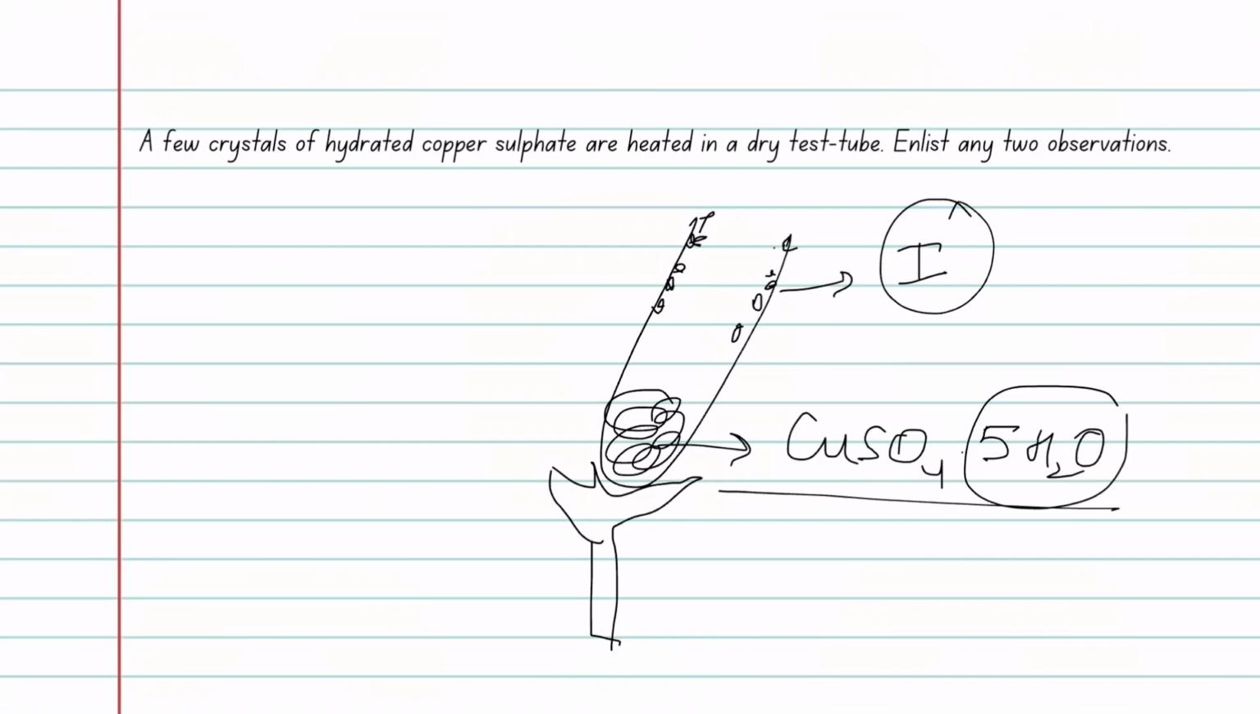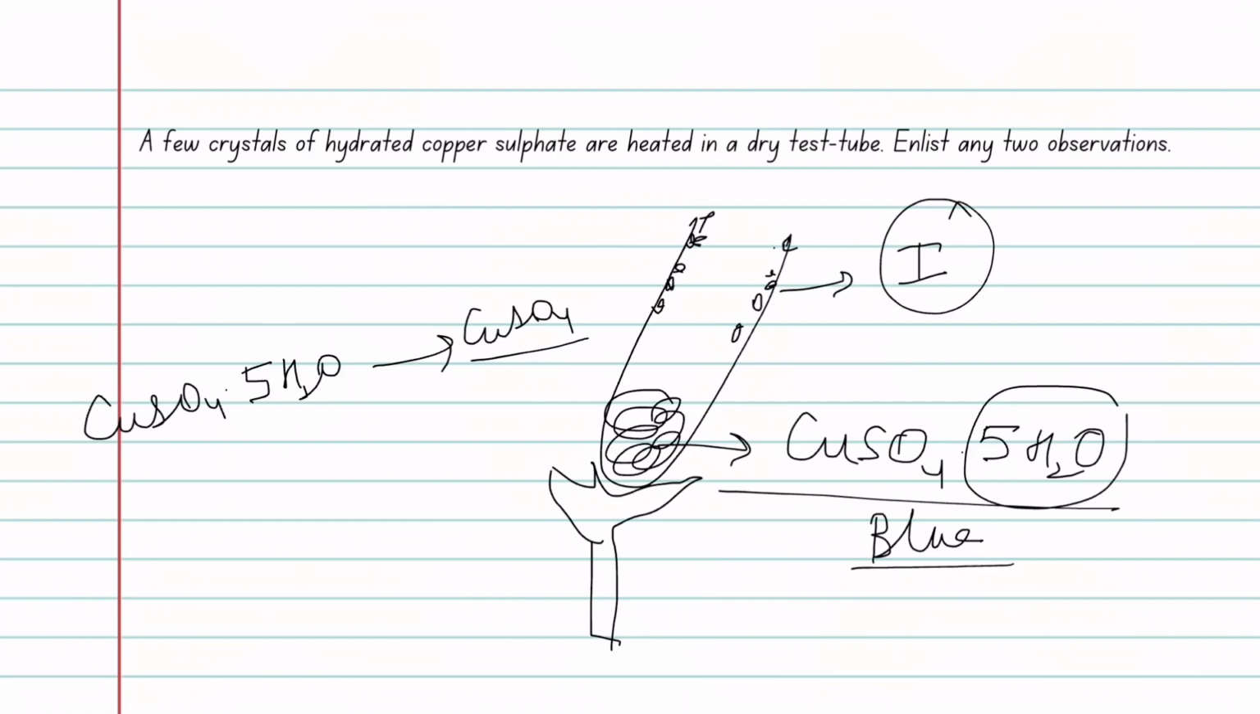Second thing is copper sulfate pentahydrate is a blue colored crystal. When it loses its water of crystallization, it becomes anhydrous copper sulfate, which is white in color, whereas the hydrated copper sulfate was blue in color. So the blue colored crystals that you took will turn white, and there would be water droplets on the sides of the test tube. These are your 2 observations.